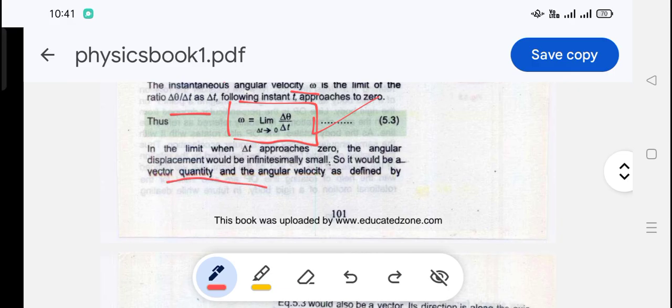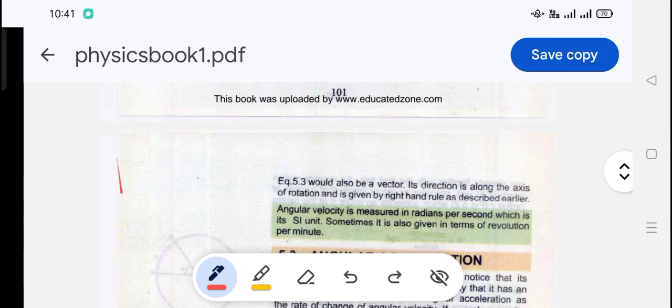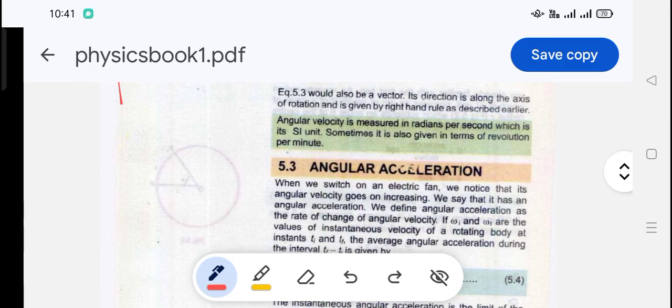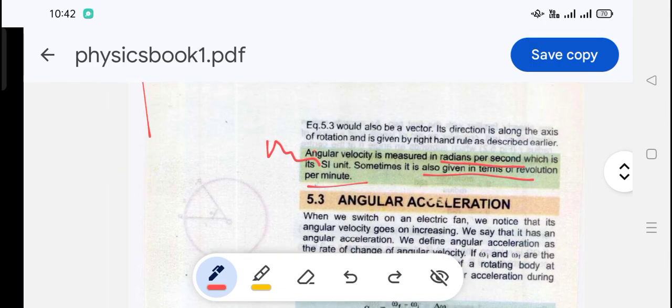So it is a vector quantity. This is something we should remember. Now we will see its units. Angular velocity is measured in radian per second. This is the unit, and it is also given in terms of revolutions per minute. So these are the units of angular velocity.